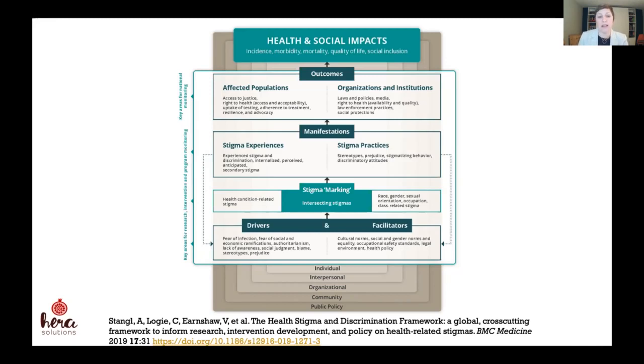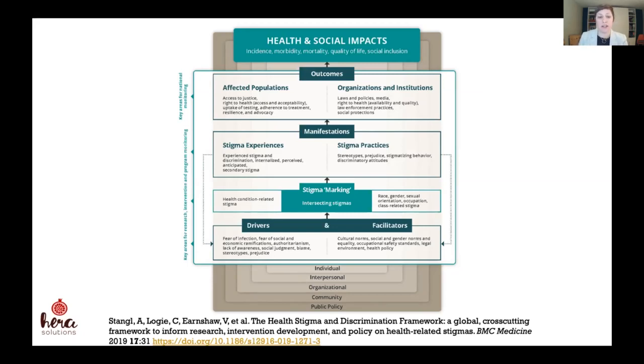Stigma experiences can include experienced discrimination, which refers to stigmatizing actions or omissions, for example, failure to include ramps for people with disabilities, that are prohibited under international human rights law, for example, losing housing or a job because of one's HIV status. And another manifestation is experienced stigma, which refers to stigmatizing behaviors that fall outside the purview of international human rights law. This would include things like double gloving or avoiding frequenting someone's business.